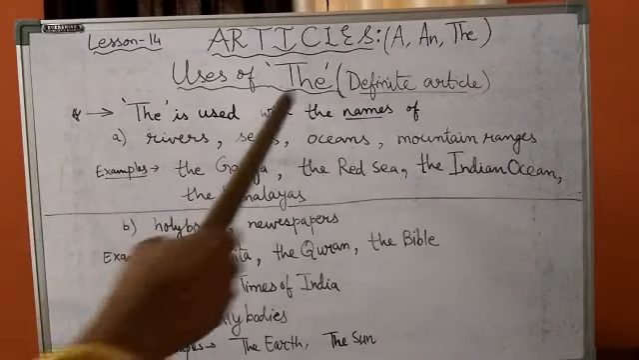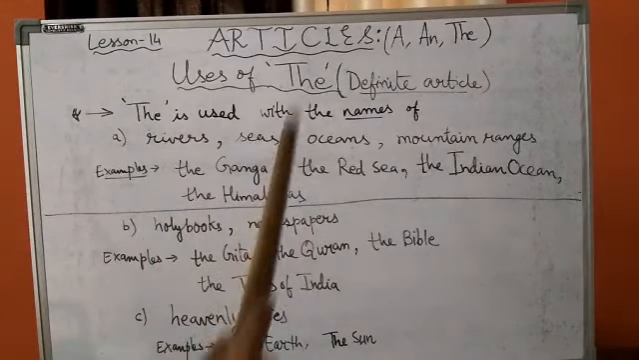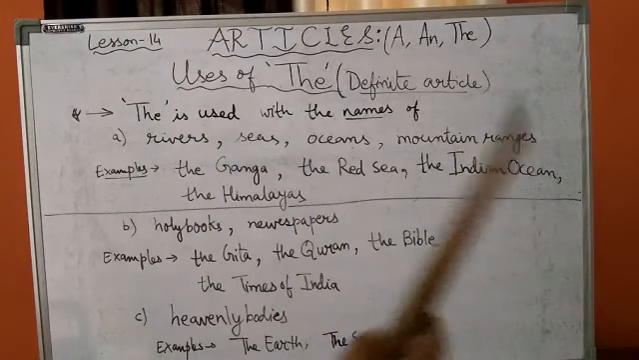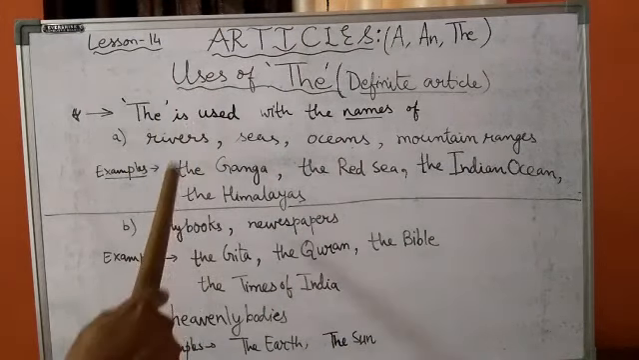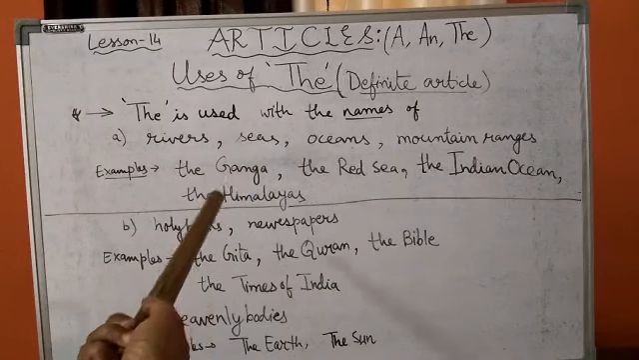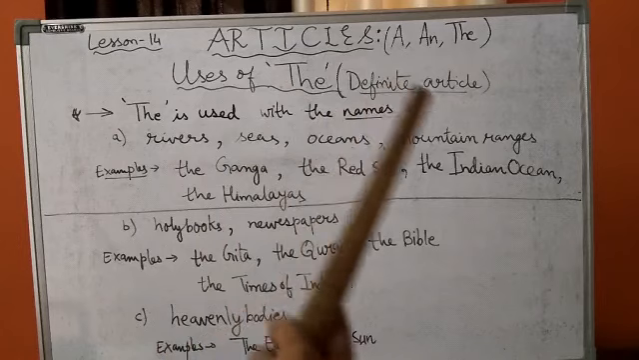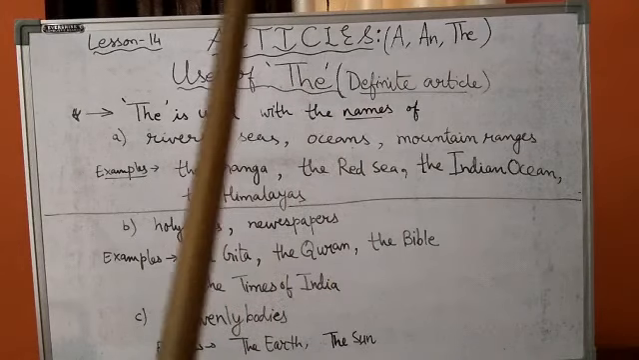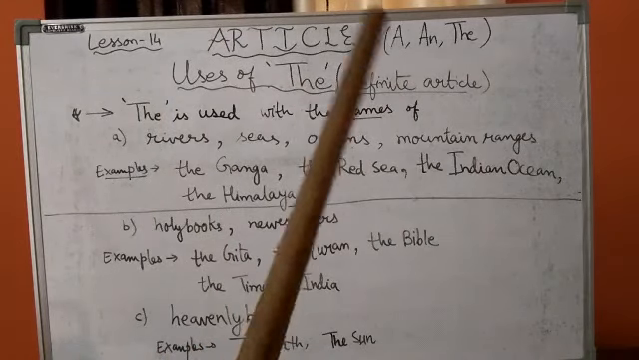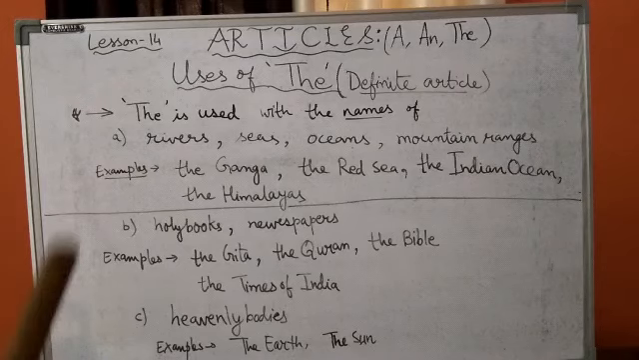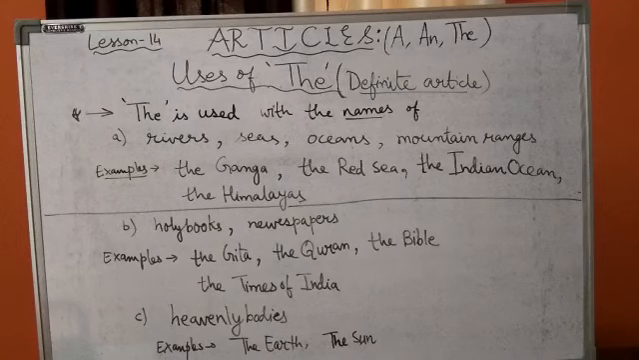Students, our next rule. The is used with the names of rivers, seas, oceans, mountain ranges. For example, the Ganga. Ganga is the name of a river. The Red Sea. Red Sea is the name of a sea. The Indian Ocean is the name of an ocean. The Himalayas is the name of a mountain. So students, there are many words related to rivers, seas, oceans and mountains. There we have to use the.